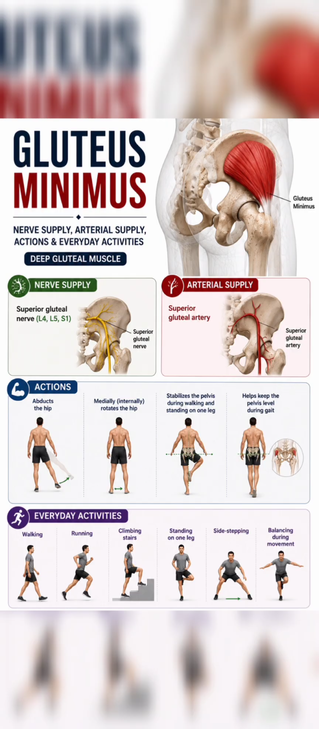So actions, this abducts the hip and it also medially or internally rotates the hip, and another important function is they stabilize the pelvis during walking and while standing on one leg, helping to keep the pelvis level during gait. So in daily activities, it helps for walking, running, climbing stairs, standing on one leg, side stepping, and maintaining balance during movements. So these are all the nerve supply, arterial supply, main actions, and daily activities.